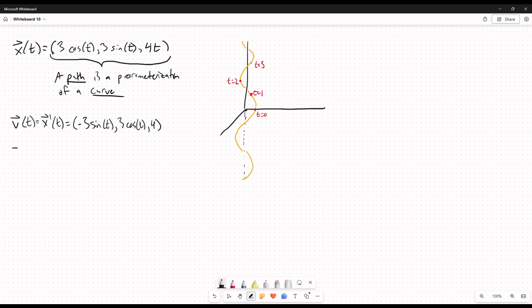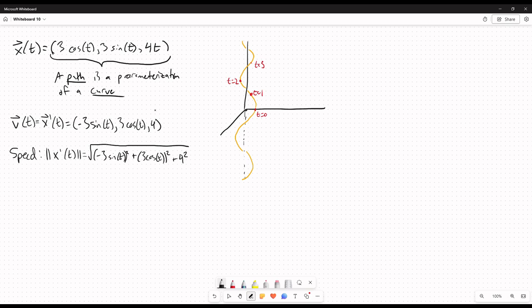If we want the speed, and this is going to be one of the first things that we really care about, that's just going to be the magnitude of velocity, the magnitude of x prime. So I was interested in the speed. This would be the square root of (-3 sine of t) squared plus (3 cosine of t) squared plus 4 squared. So that would be the speed at time t.